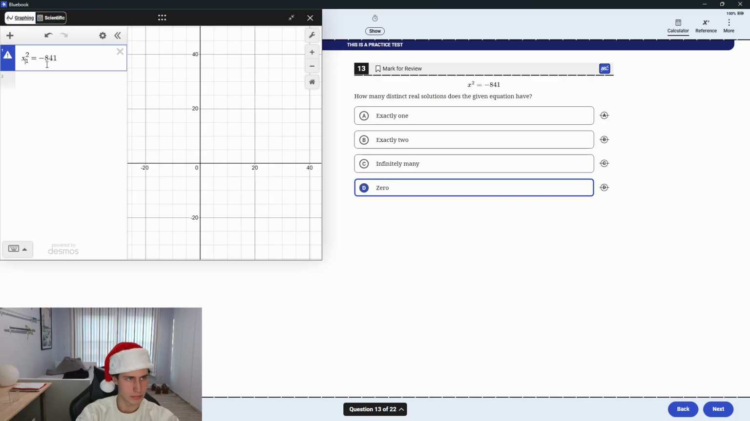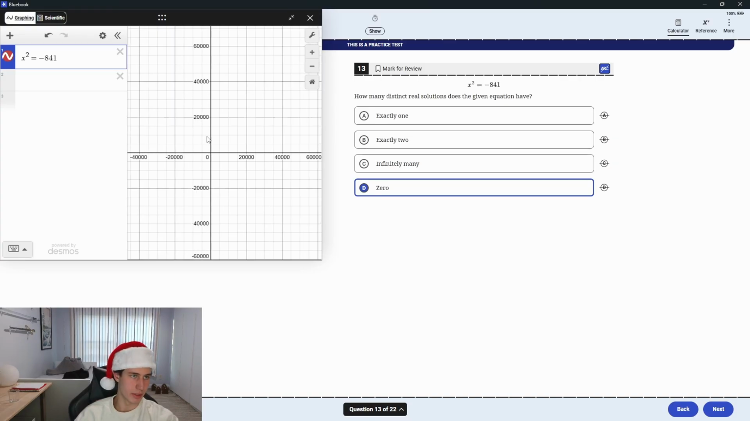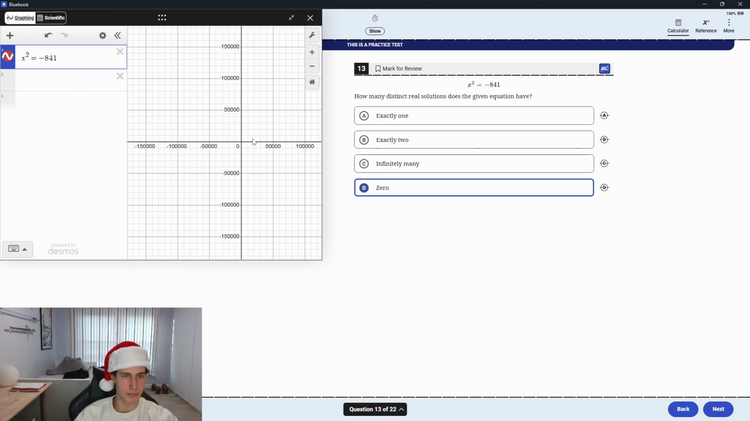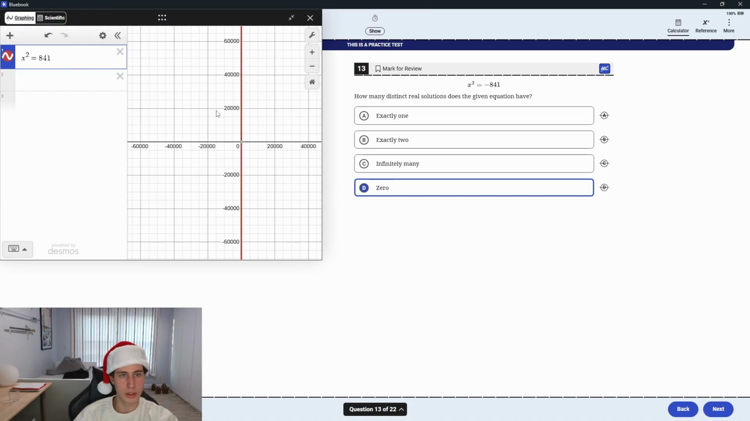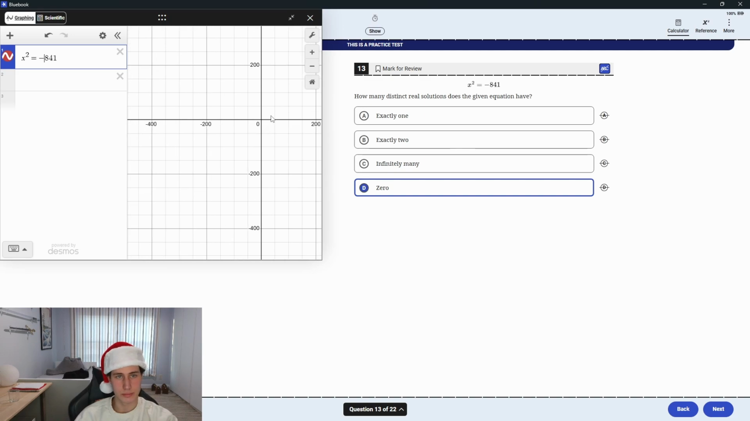Right? Hold up. Let me double check this. Yeah, if you zoom out, there's just no answer. Because this would show you an answer. Like if this was positive here, it would show you the correct solutions. But since it's negative, there's no solution.